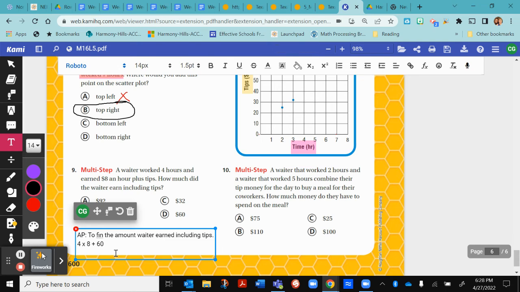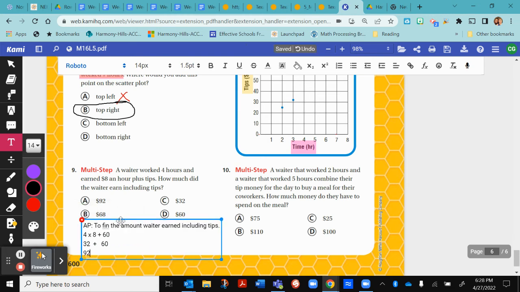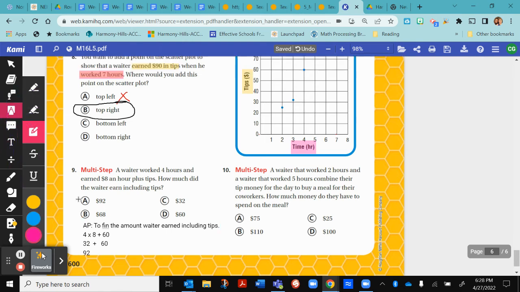So 4 times 8 equals 32. Bring down my plus sign, and I'm going to add 60 to it. So what is 32 plus 60? Very good. It's going to be 92. And I'm going to move this up here so that you can see that a little bit better. So the answer then is 92.